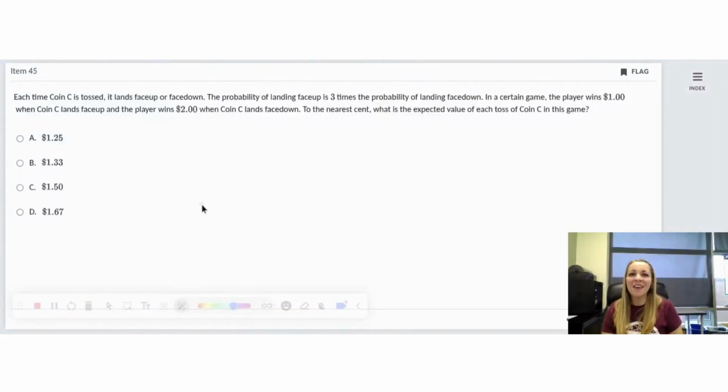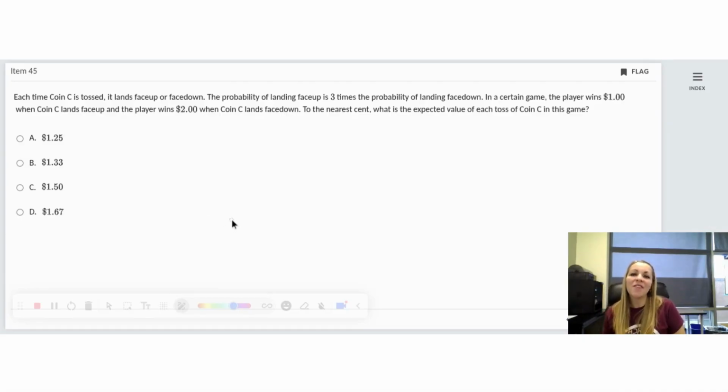Question number 45, the last question. Each time coin C is tossed, it lands face up or face down. The probability of landing face up is 3 times the probability of landing face down. In a certain game, the player wins $1 when coin C lands face up, and the player wins $2 when coin C lands face down. To the nearest cent, what is the expected value of each toss of coin C in this game?